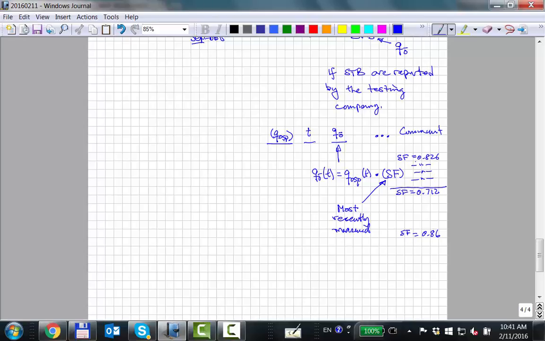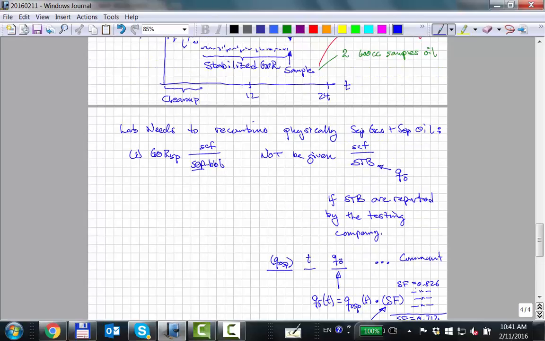So if you really want to do the work properly, you can make your own column, add a column with the shrinkage factor, which will be constant, change, constant. And then you can just calculate your own column of separator oil rates. That's what you should do. The testing company should give you both, but they don't. Okay? And if you don't do it, if you don't understand it, then more than likely you'll get something screwed up by a factor of 0.7 or 0.9. I mean, by a factor that means something. What the lab wants is this GOR in standard cubic feet per separator barrel.